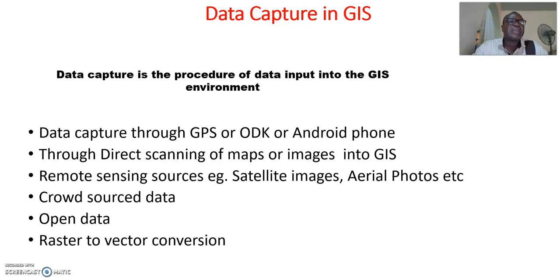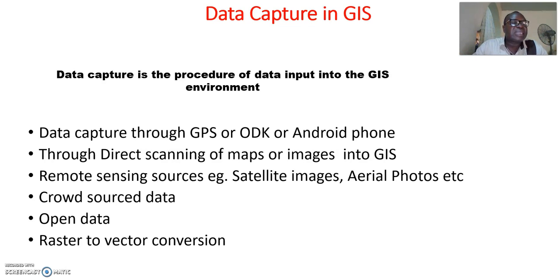Another way you can get data into the GIS environment is crowdsourced data, in which people from the field can send in their data into your environment through some online applications. So the data they collect, the eyewitness data, they can send the coordinates of what is happening to you with photos or videos. And this data is referred to as crowdsourced data.